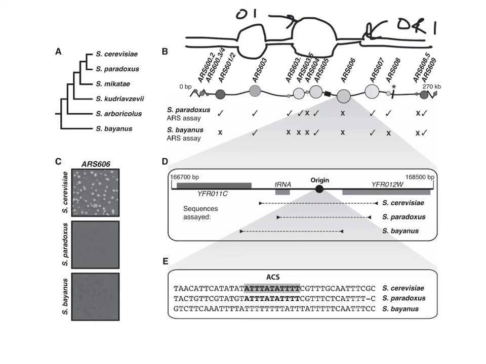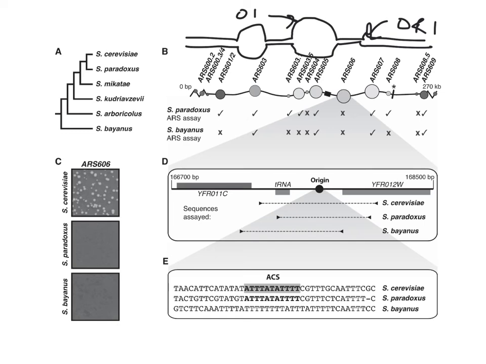Last, for this figure, I think I also suggested looking at panel E. So what is panel E? What are they trying to show us? How do we interpret it? What are the three different lines? They're sequences from the three different species used.